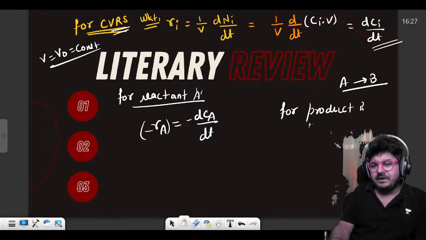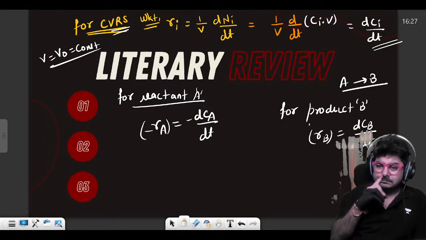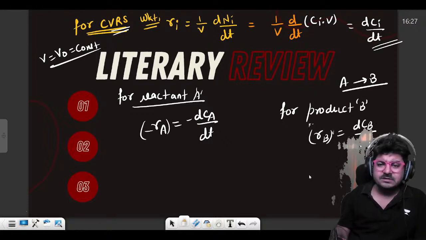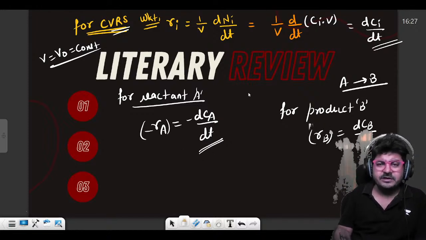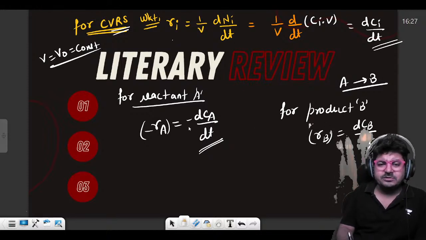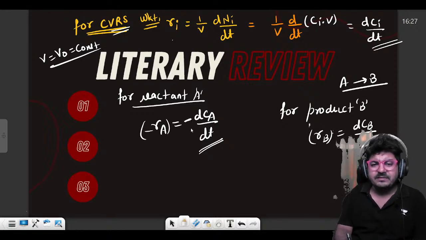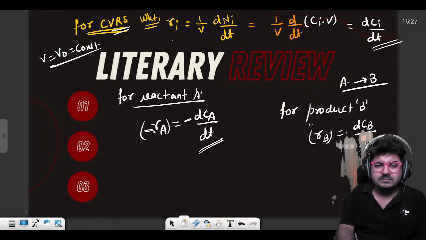And for product B, Rb can be written as dCb over dt. The logic is the same as we have already discussed when we talked about minus Ra equal to 1 upon V minus dNa by dt. Same logic, mathematical sign. This minus is the mathematical sign and this is just a notation.